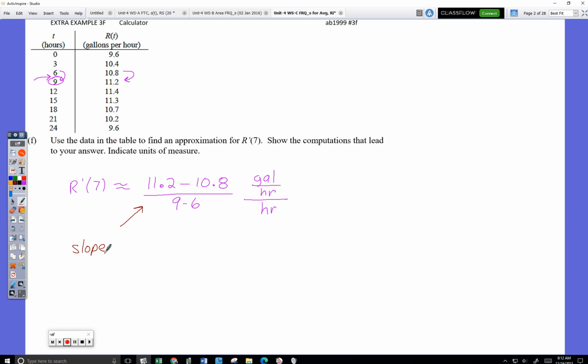Let's get ready to answer. What kind of a slope are we calculating? A secant or a tangent? Haley, what is it? Secant. Point if your hand was raised. So we are calculating a secant slope. It's a secant slope of R for the time interval 6 to 9.